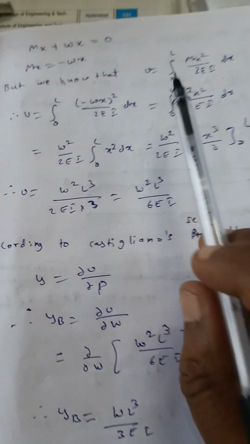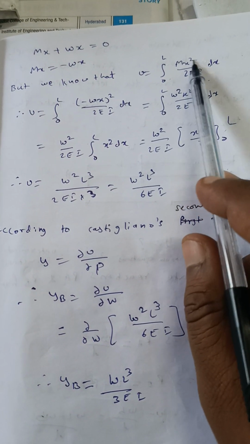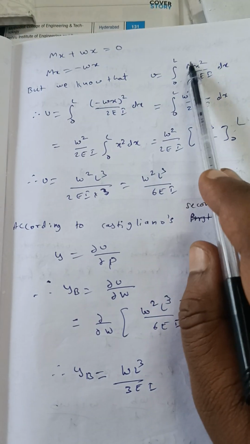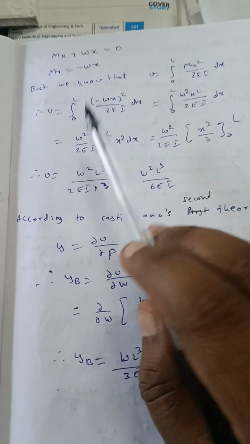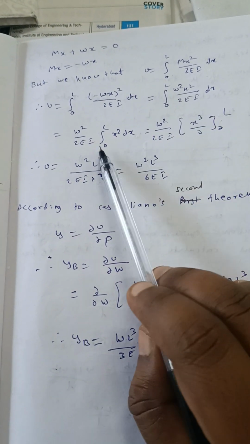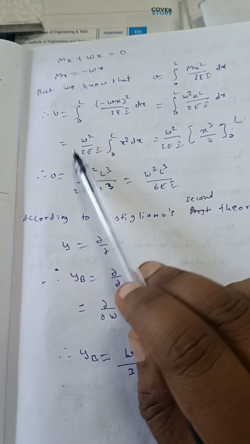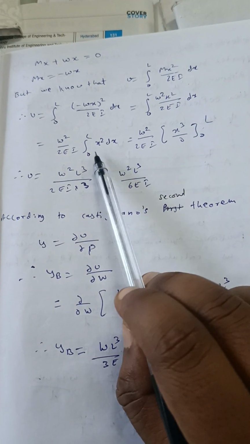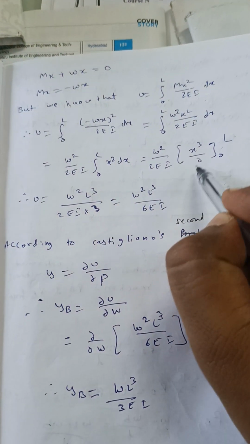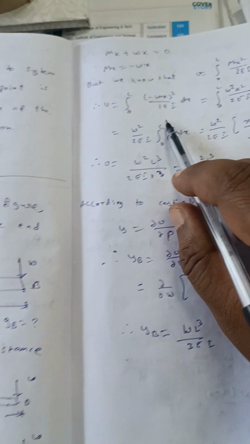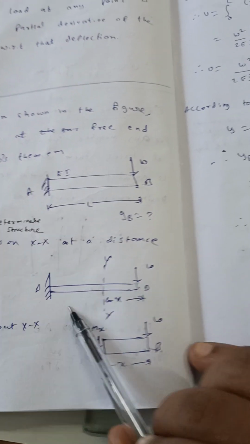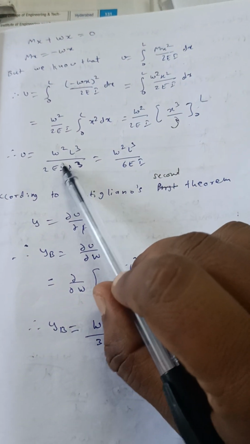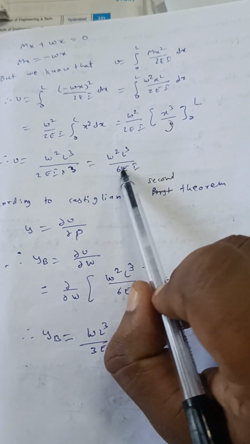But we know that U equals the integration from 0 to L of Mx square by 2EI dx. Mx is nothing but minus Wx. Simply substitute minus Wx instead of Mx. Now this is a constant, we can take it outside. Integration from 0 to L of x square dx gives x cube by 3, from 0 to L. Substituting the upper and lower limits, we get W square L cube by 6EI.